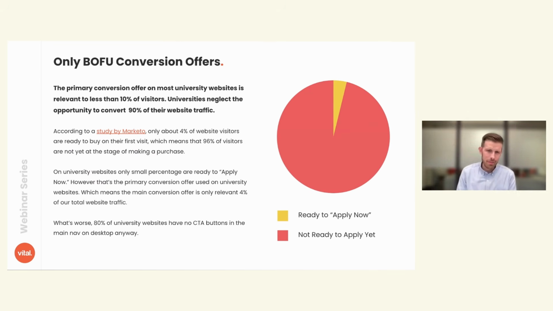And there's a lot of versions of this. This study's been done by a lot of people. It always ranges. This says 4%. Some of them say 6%. Some of them say sub 10%. It's usually sub 10%, right? It's a small percentage of people on your website right now who are ready to pull the trigger. That means the majority of our website traffic is not. And if our only conversion option that we are offering them is apply now, we are only speaking to sub 10% of our total visitors.